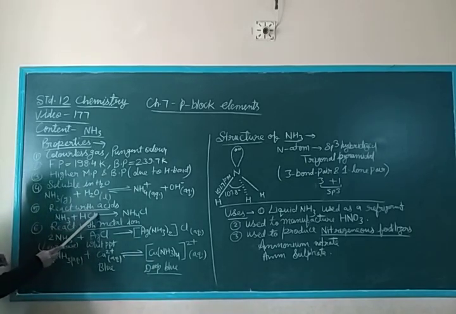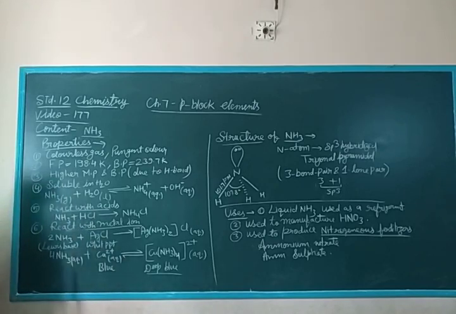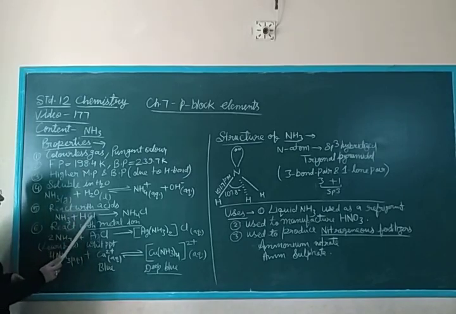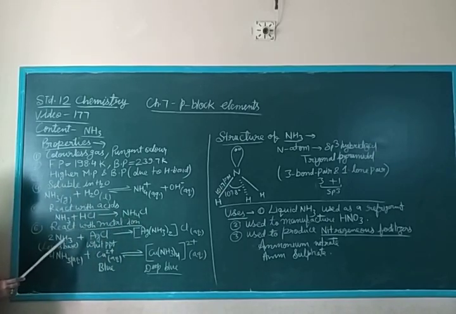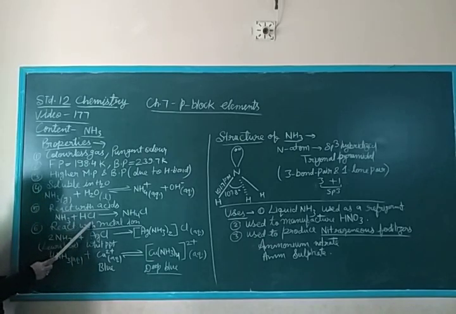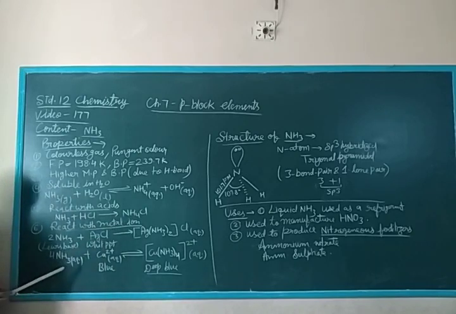Then it reacts with acids. When ammonia reacts with an acid like HCl, hydrochloric acid, it forms ammonium chloride, NH4Cl. So ammonia reacts with hydrochloric acid and converts into ammonium chloride.